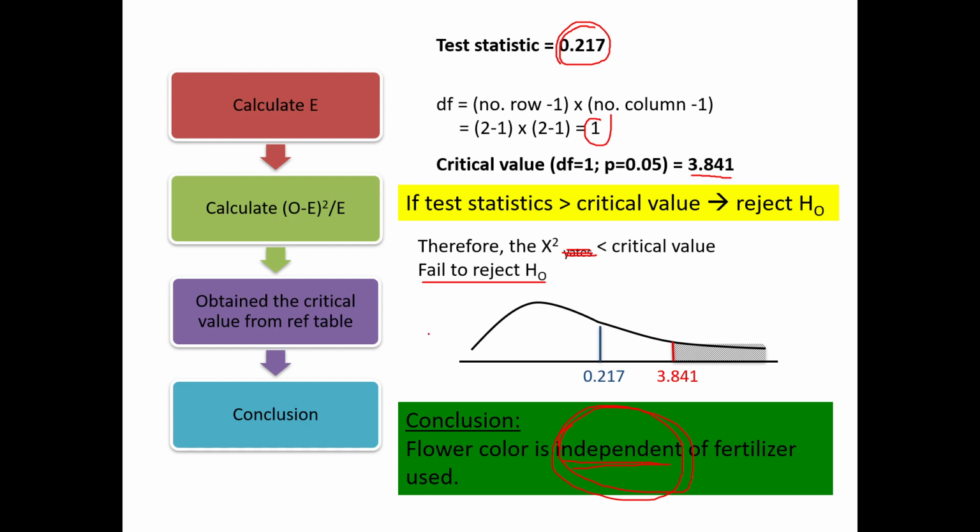So I hope by now it should be quite clear to you how to calculate your goodness of fit and also independent test. Go to Spectrum and do the exercise. There will be 2 or 3 exercises that you can do to test your understanding for chi-square.